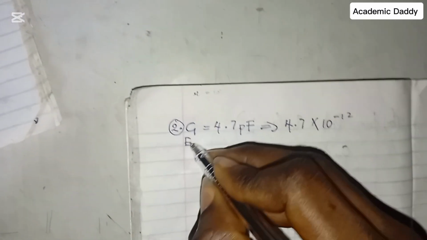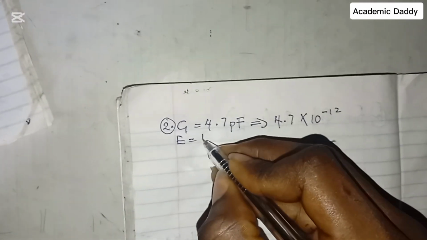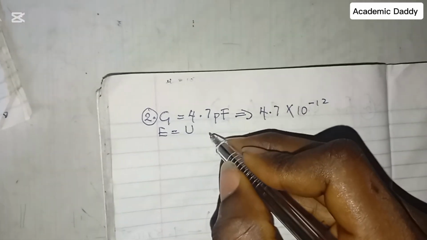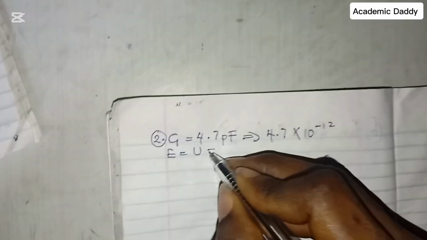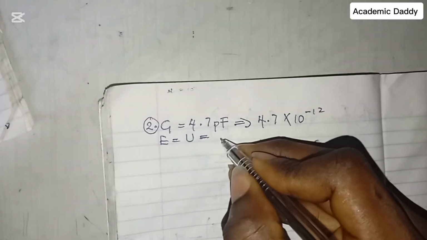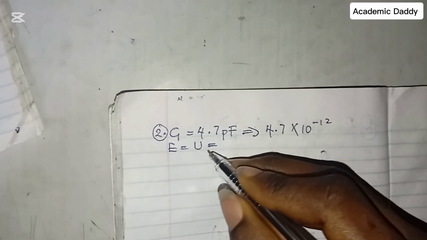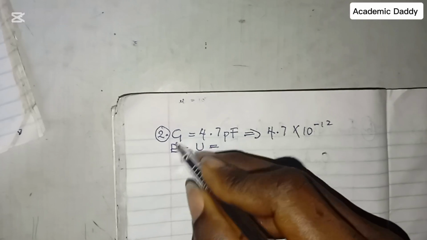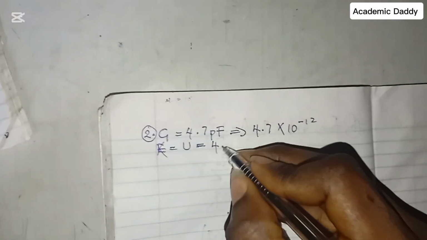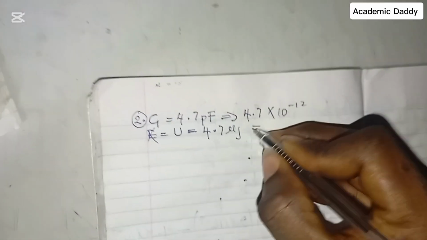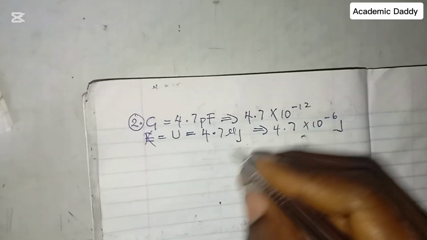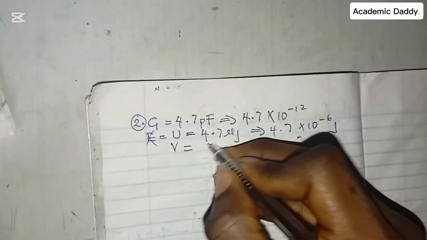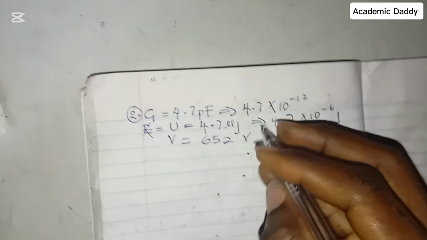So if I know this, I will now go on to say the second thing I'm given is energy stored. When we are talking about energy stored, we don't use E, we use U. So we have 4.7 microjoules, which is the same as saying 4.7 times 10 raised to the power minus 6 joules. Then we are given a voltage of 652 volts.